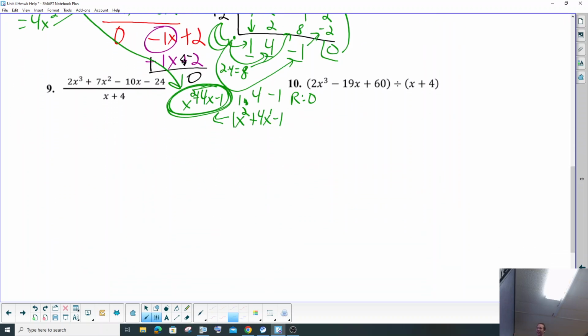Okay, so number 9. Let's do synthetic division this time. Way-o. So we have x plus 4. And so we set that equal to 0, and we minus 4 to the other side. So we're not using a positive 4, we're using a negative 4. We do an upside down house.